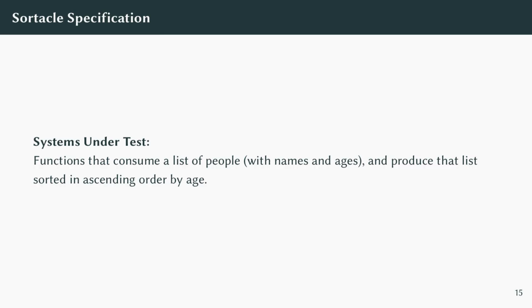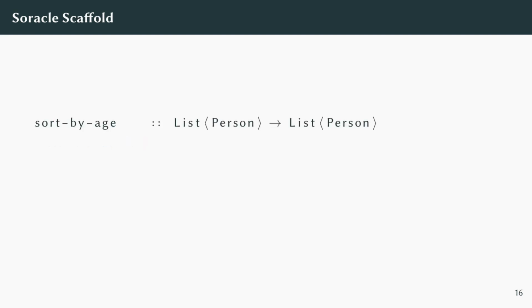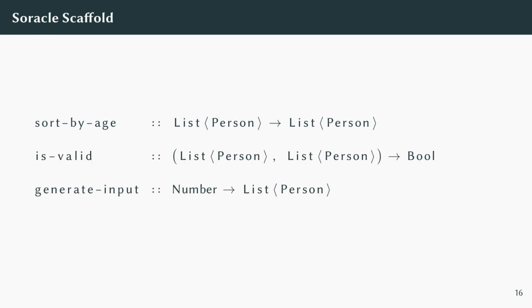The Sortacle specification describes a procedure that consumes a list of people, each having a name and an age, and produces that list sorted in ascending order by age. Since this is a relation from list person to list person, our isValid is going to be a function that consumes a pair of list persons, representing the input and output, and produces a Boolean.